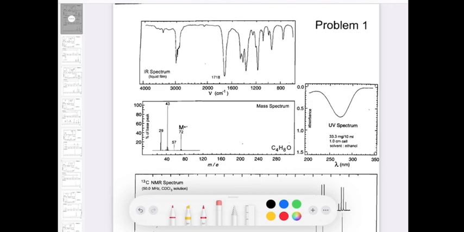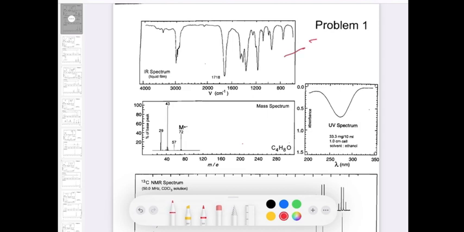Today I'm going to show you problem solving, like how to elucidate the structure from your IR, NMR, carbon NMR and proton NMR and other information given. So here is problem one. The information is given here, like a couple of spectra.